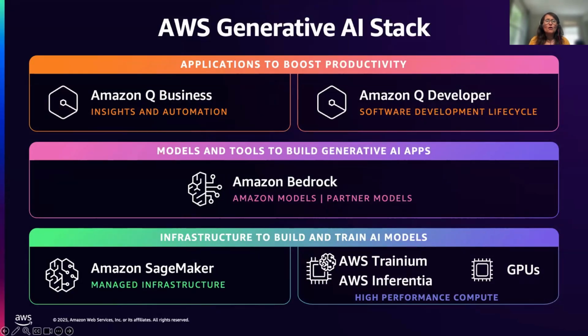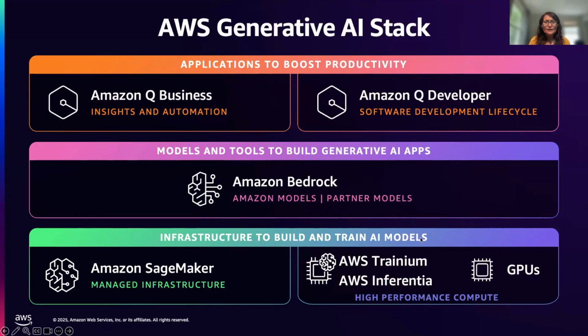But coming to the top of the stack, the very top layer is where we see Amazon Q. These are applications that are powered by generative AI and they are leveraging foundation models. You see Amazon Q Business on the left, and you can use that for insights and automation. And then there's Amazon Q Developer on the right, and you can use Amazon Q Developer for accelerating your software development lifecycle.